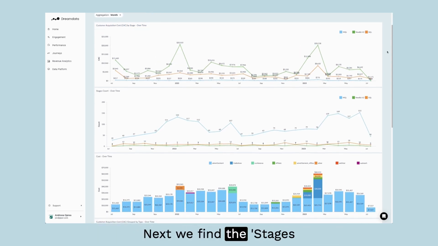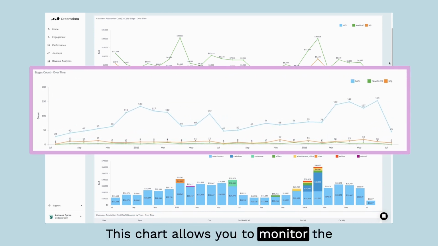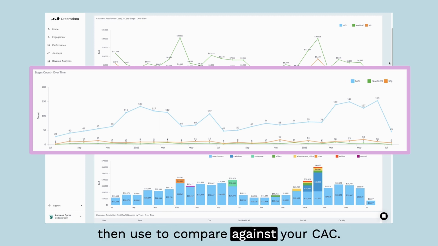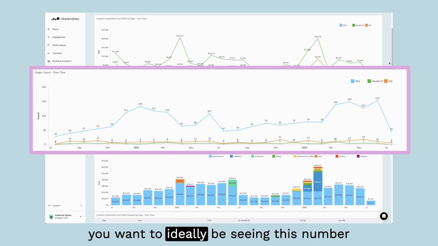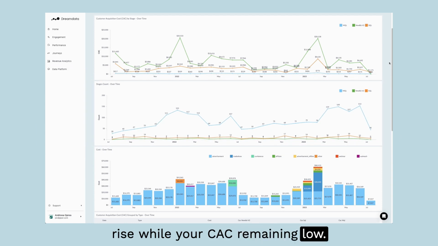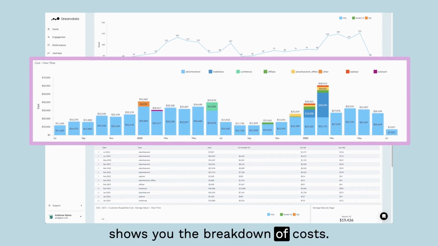Next, we find the stages count over time report. This chart allows you to monitor the acquisition side of things, which you can then use to compare against your CAC. If you're running a demand gen strategy, you want to ideally be seeing this number rise while your CAC remains low. The third graph on the report shows you the breakdown of costs.